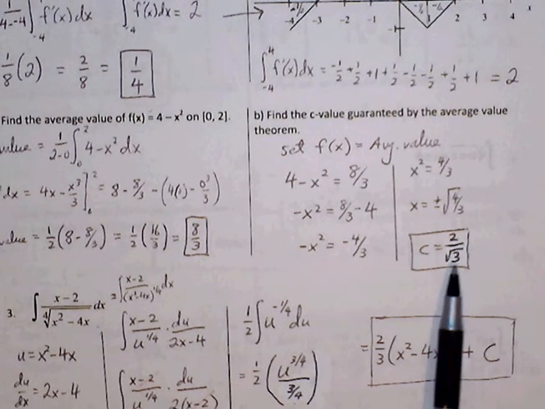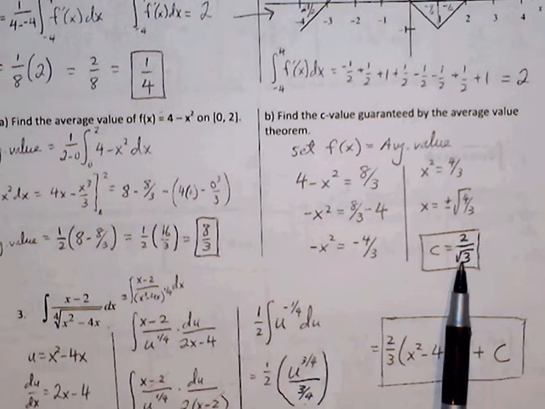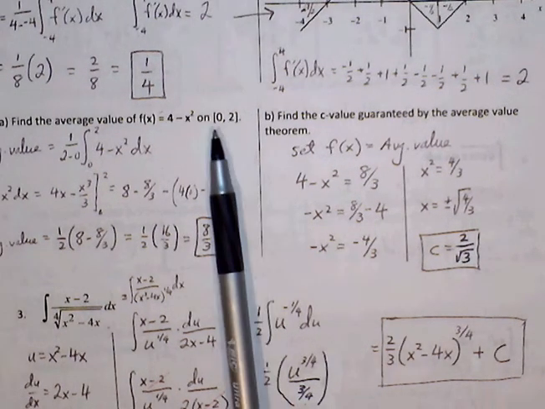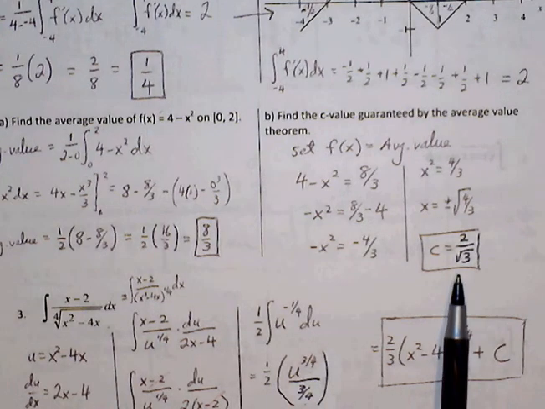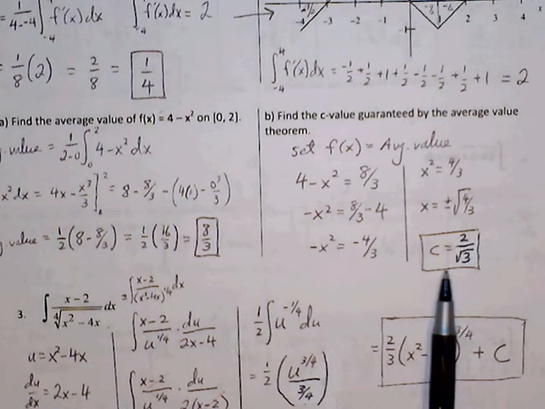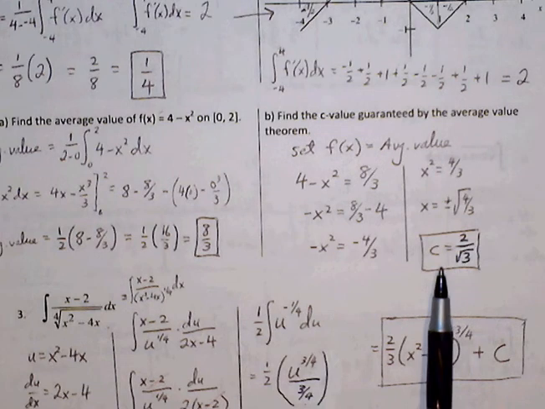However, our c value has to sit between or on the endpoints. So negative 2 over root 3 is outside of our interval. So we take that out. Our only c value will be positive 2 over root 3.